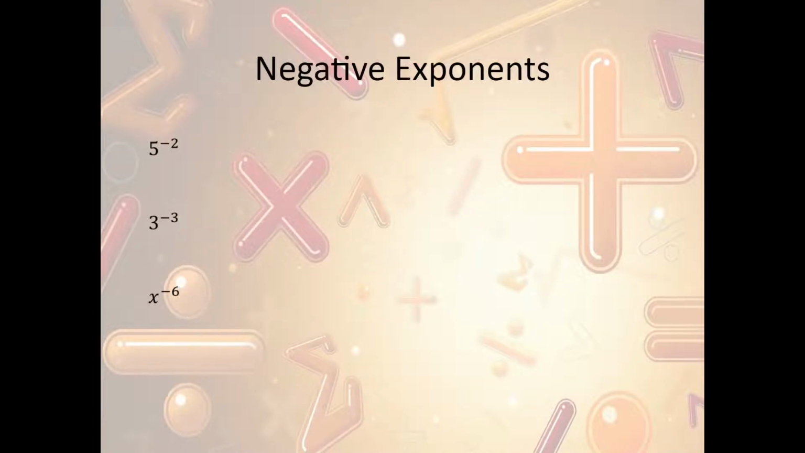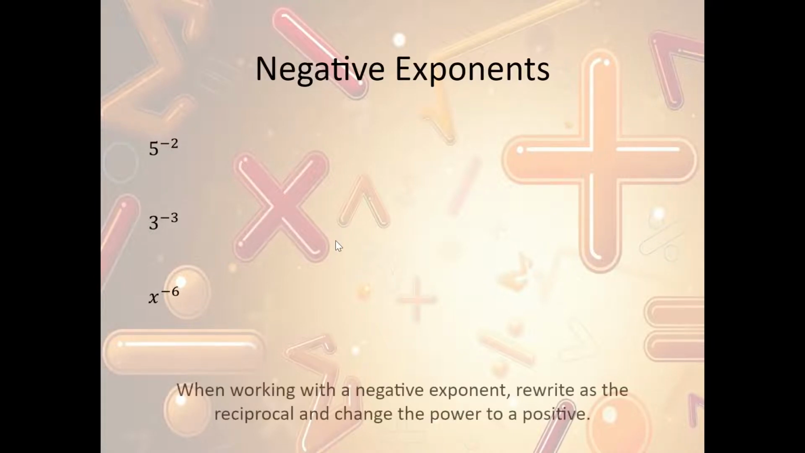Now let's take a look at negative exponents. So a negative exponent looks like this, where it's 5 to the negative second power. Now here's the rule with negative exponents. When we're working with a negative exponent, we're going to rewrite as the reciprocal, meaning instead of this being 5 to the negative second, we're going to write it as 1 over 5. And then we're going to change the power to a positive. So 5 to the negative second becomes 1 over 5 squared. So I made the power positive and put it under 1.